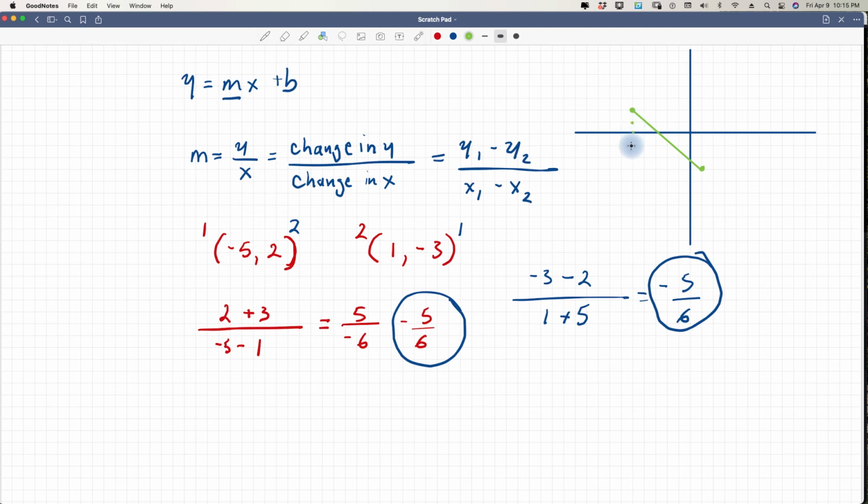And let's see if we can count. 1, 2, 3, 4, 5. Okay, so that's 5. There, that's 5. And 1, 2, 3, 4, 5, 6. And that's 6. That's what we had. We had a negative 5 over 6. Very good. So you can see that the math works. So now you can trust it.